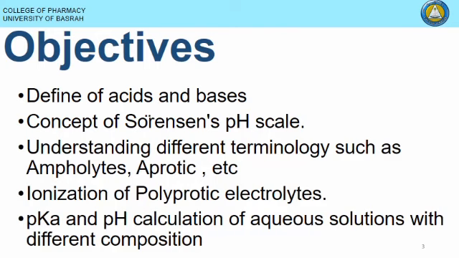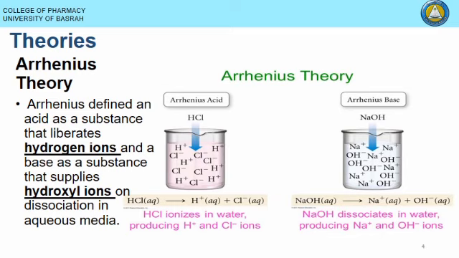The first theory was the Arrhenius theory, and we said that Arrhenius defined acids as any substances that have the ability to liberate hydrogen ions, and the base as any substances that can supply hydroxyl ions. But this theory failed to explain the representation of ionization in aqueous and non-aqueous systems. Mainly Arrhenius studied ionization by these definitions in aqueous solution. It didn't explain what happened in the non-aqueous system. That's why we have the other two theories.